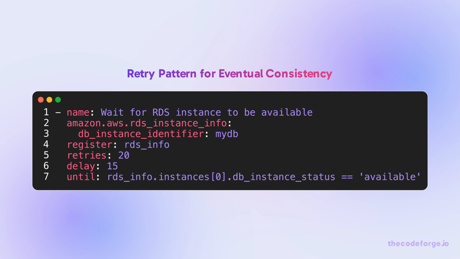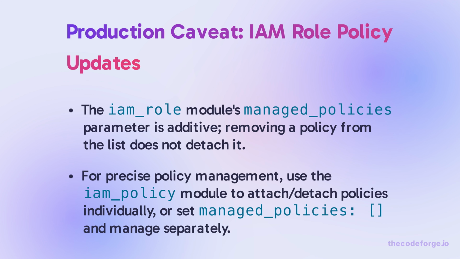After creating a Relational Database Service instance, use RDS Instance Info with retries and until to wait for the instance to become available before proceeding. This handles the eventual consistency delay. The IAM Role module's managed_policies parameter is additive. Removing a policy from the list does not detach it. For precise policy management, use the IAM policy module to detach policies individually or set managed_policies and manage separately.